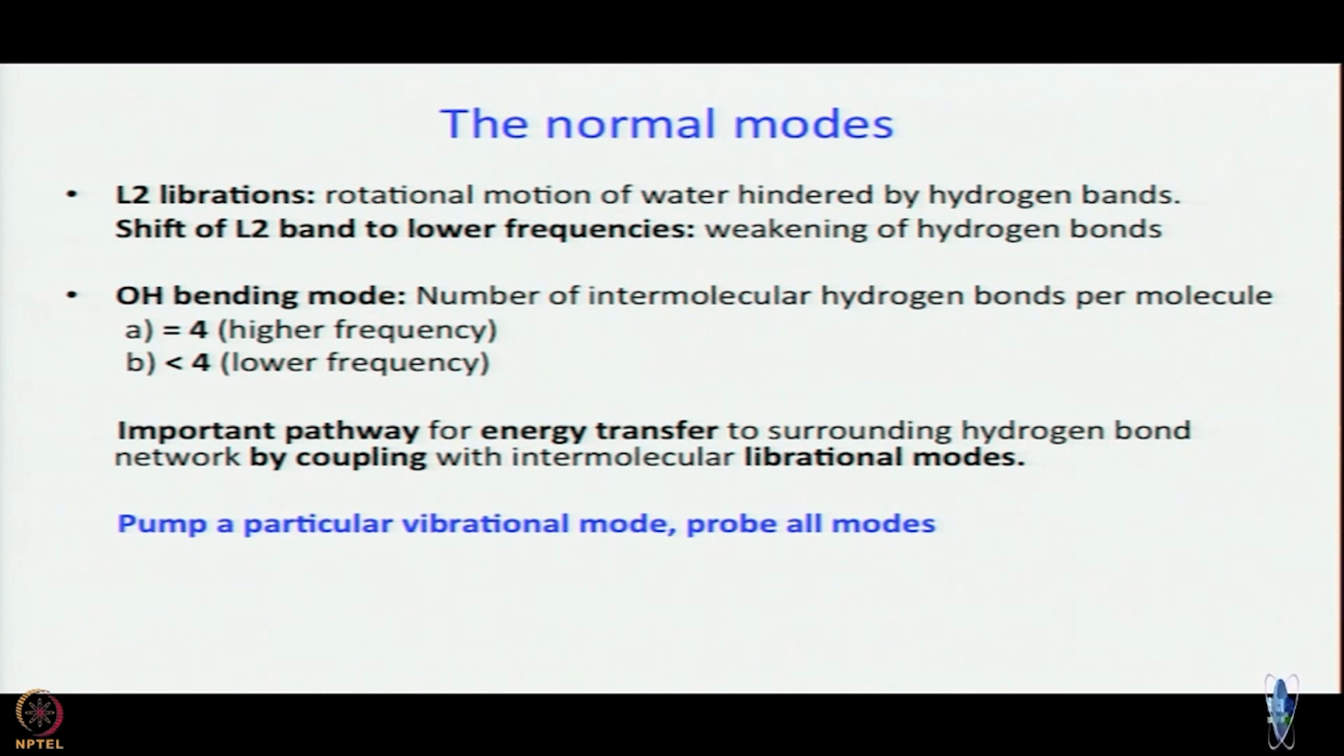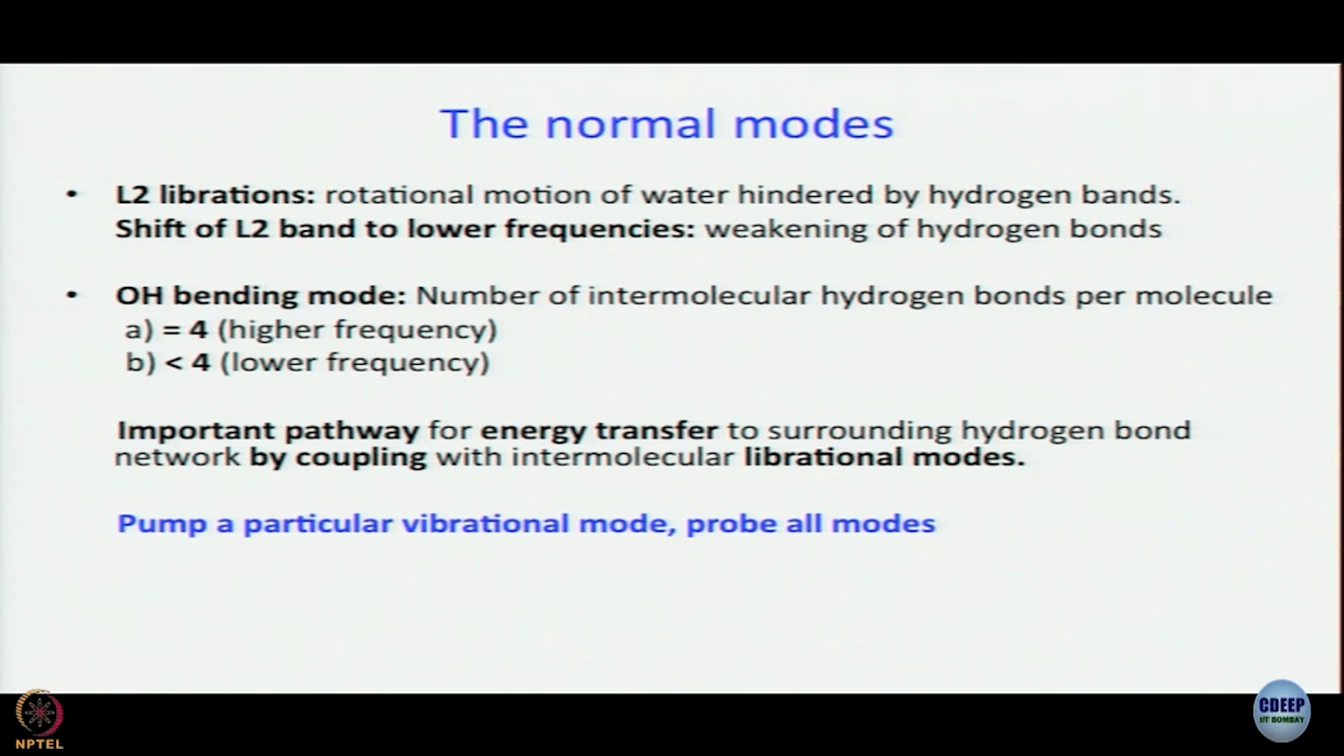How many hydrogen bonds can be there for water? There can be 4, right, you cannot have more than that. So, if it is not 4 for some reason, if some hydrogen bonds are broken, then there is a lower frequency vibration, and if whatever number of hydrogen bonds could be formed is formed, then you have a higher frequency vibration. So, this is something that is known.